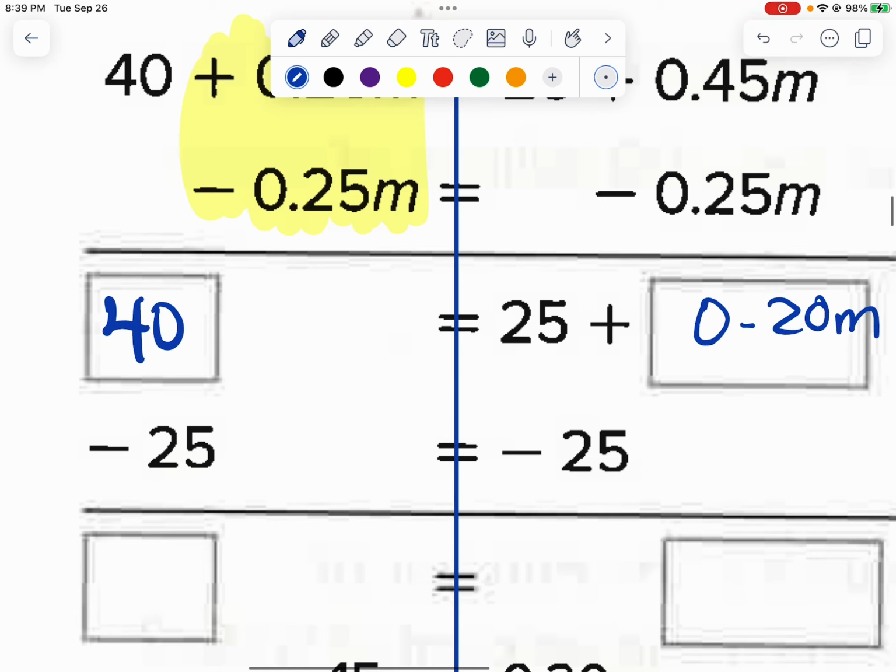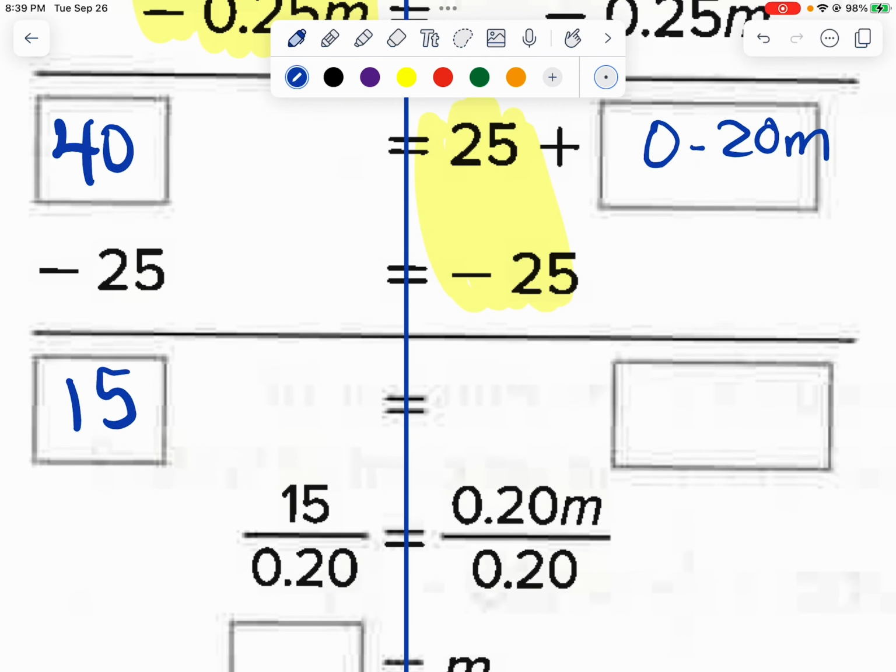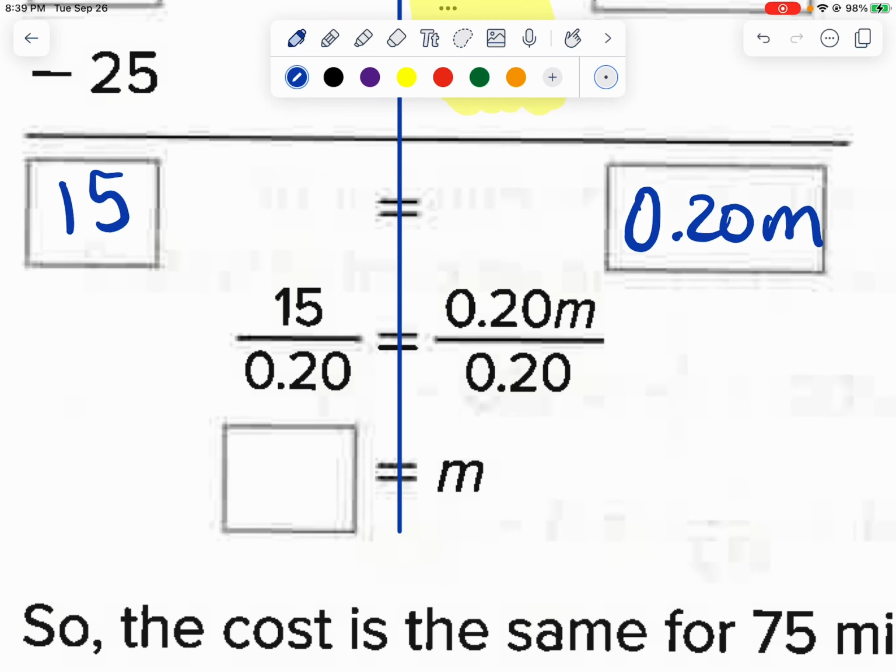Then I need to eliminate this right here, so I move it to the other side. When I subtract 25, that part goes to 0. So 40 minus 25 is going to get me 15. And then I bring down the 0.20m. I divide both sides by 0.2.